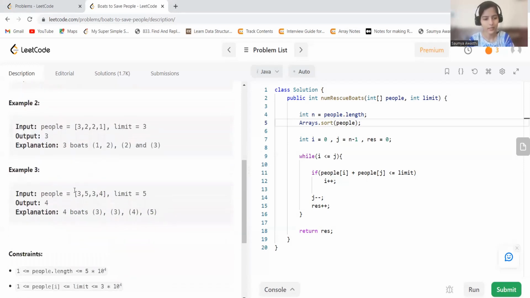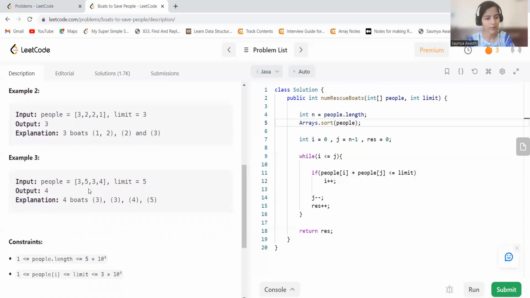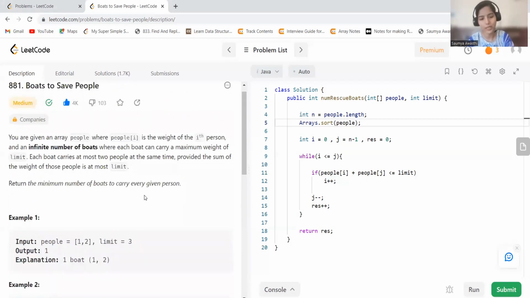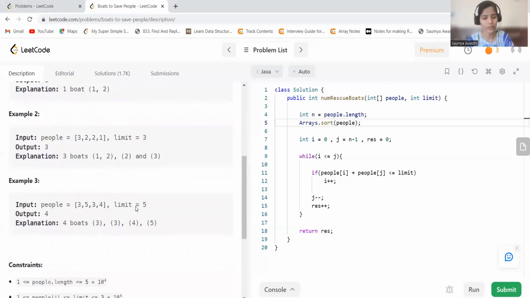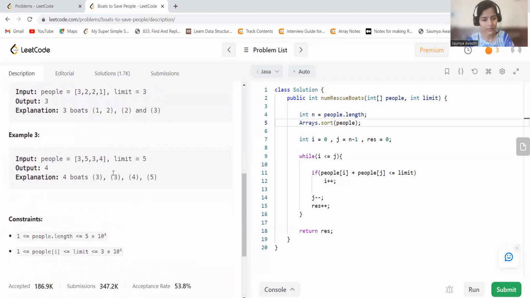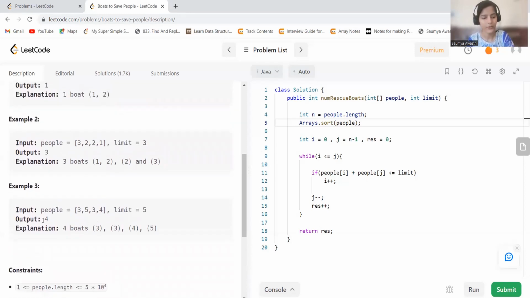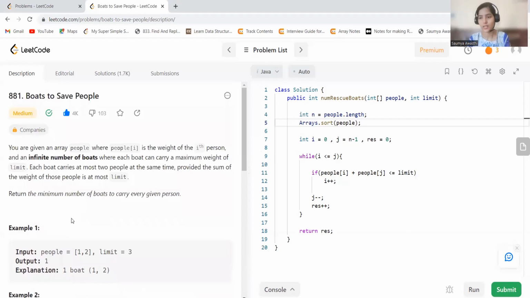Now here we can see people equal to 3, 5, 3, 4, limit equal to 5. Here the minimum number of boats needed is 4. You can see how. If we take 3 and 5, we cannot take this pair, because it will exceed the limit, and we have to make sure the sum is at most limit. So we take 3, then 5, 3, 4 individually. We have to take these people separately, hence the minimum number of boats needed is 4, right? So that's what the question is.